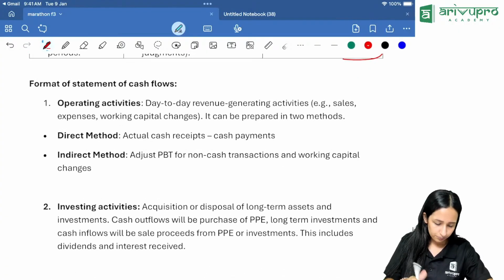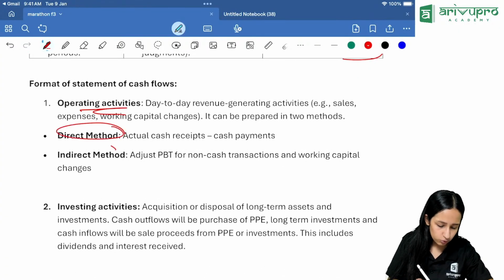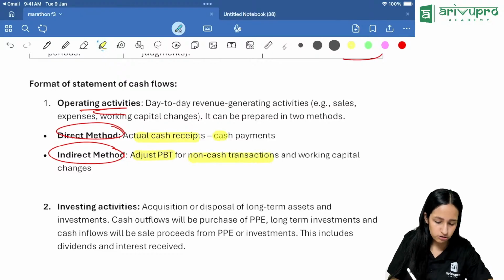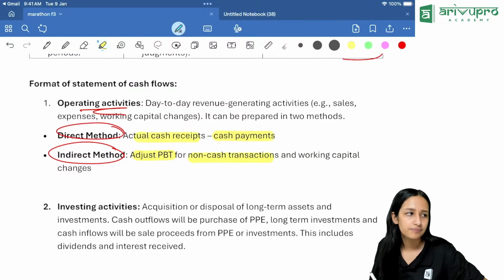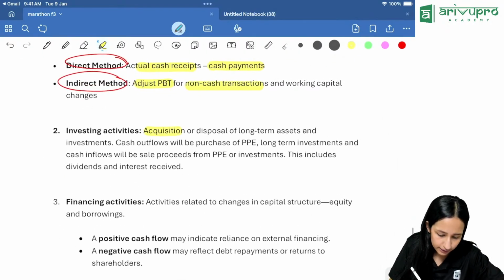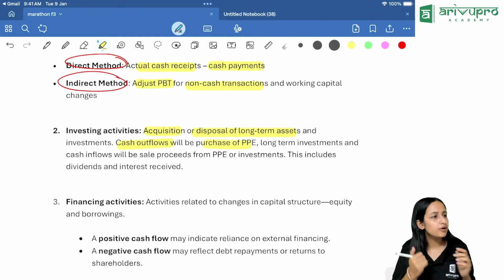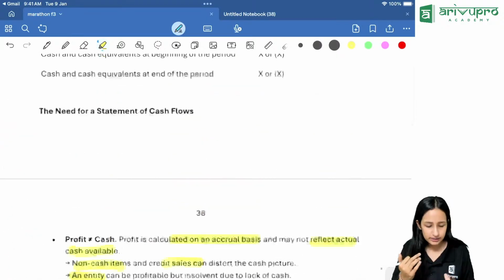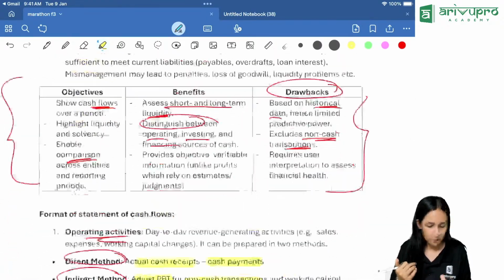Now operating activities, like I told you, there are two methods, direct and indirect. In the indirect method you adjust PBT for non-cash transactions. In the direct method it is actual receipts minus actual payments. Got it? Investing activities are the acquisition or disposal of long-term assets. Cash outflows will be like purchase of PPE, long-term investments, etc. What we looked at here basically.